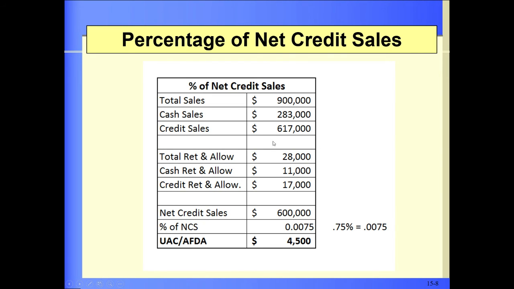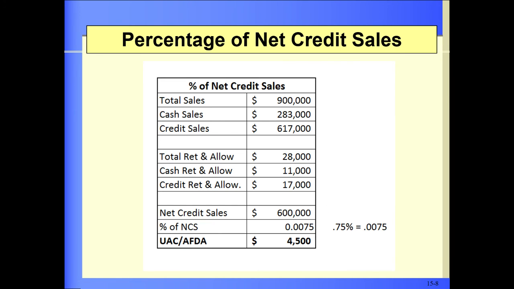Now we're going to have returns and allowances for both our credit sales and our cash sales. And since we're after the total for net credit sales, we need to separate those two. So if we have $617,000 in credit sales, and of all the returns and allowances, we know that $17,000 of them are from credit sales, then we can back the $17,000 of returns and allowances on the credit side from our credit sales of $617,000. That means our net credit sales for that period is $600,000.